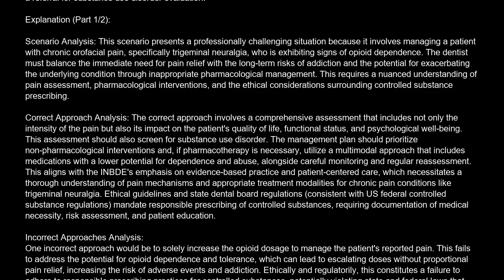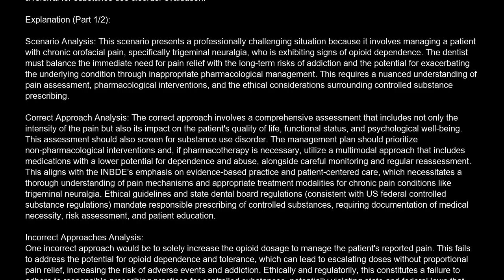Ethical guidelines and state dental board regulations, consistent with U.S. federal controlled substance regulations, mandate responsible prescribing of controlled substances, requiring documentation of medical necessity, risk assessment, and patient education.